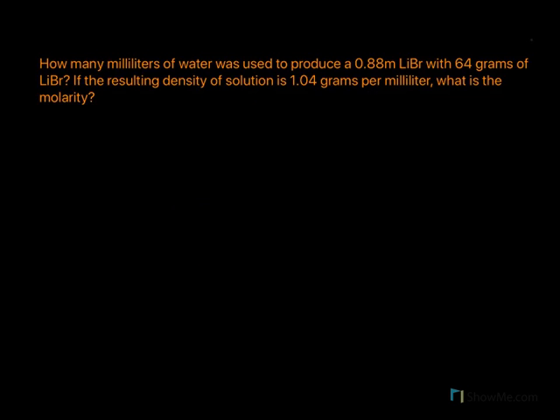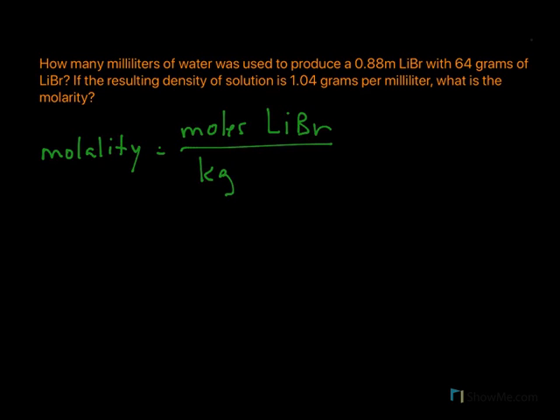Okay, so let's do this next problem. It's in two parts. The first part is: how many milliliters of water was used to produce a 0.88 molal solution of lithium bromide with 64 grams of lithium bromide? So this one, again, molality is equal to moles of lithium bromide divided by kilograms of the solvent. Obviously the solvent here is water, so kilograms of water.